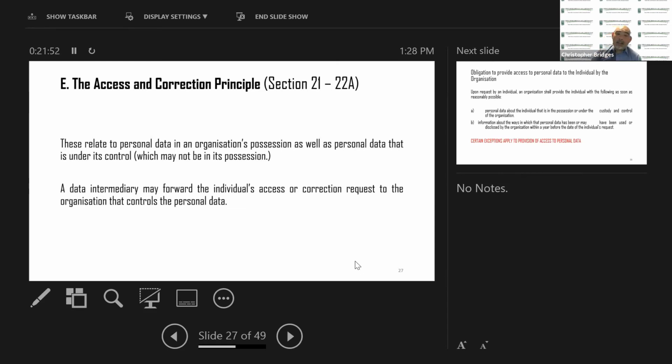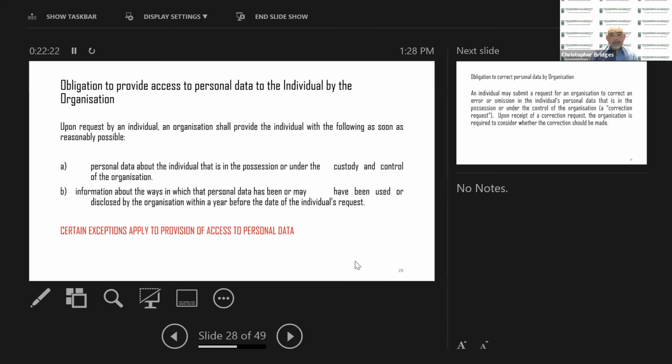There is also additionally the access and correction principle. In other words, you have to allow an individual the right to access his personal data, and there's an obligation for you to correct personal data within the organization. The PDPA, however, does provide certain circumstances where access requests by an individual can also be denied. Okay, so you see in red at the bottom, there are certain exceptions that apply to the provision of access to personal data.